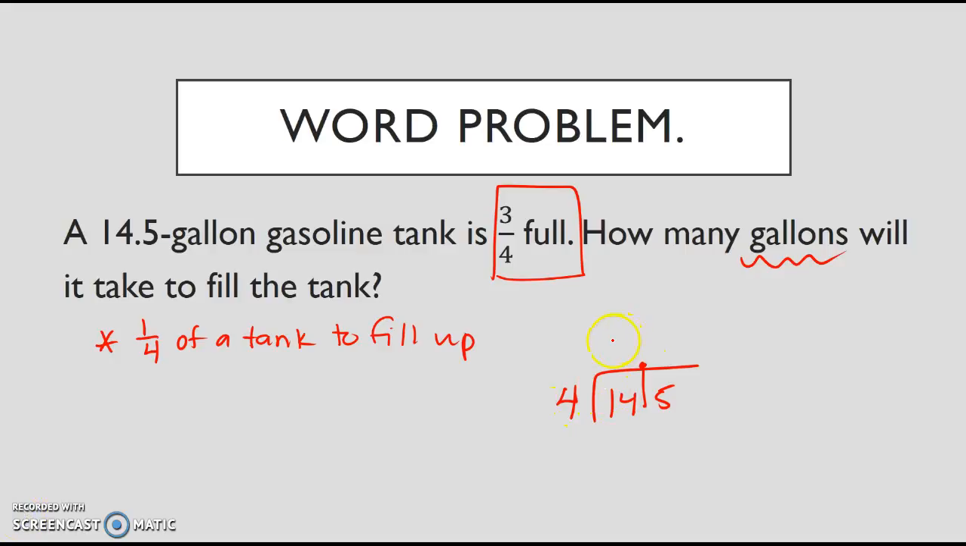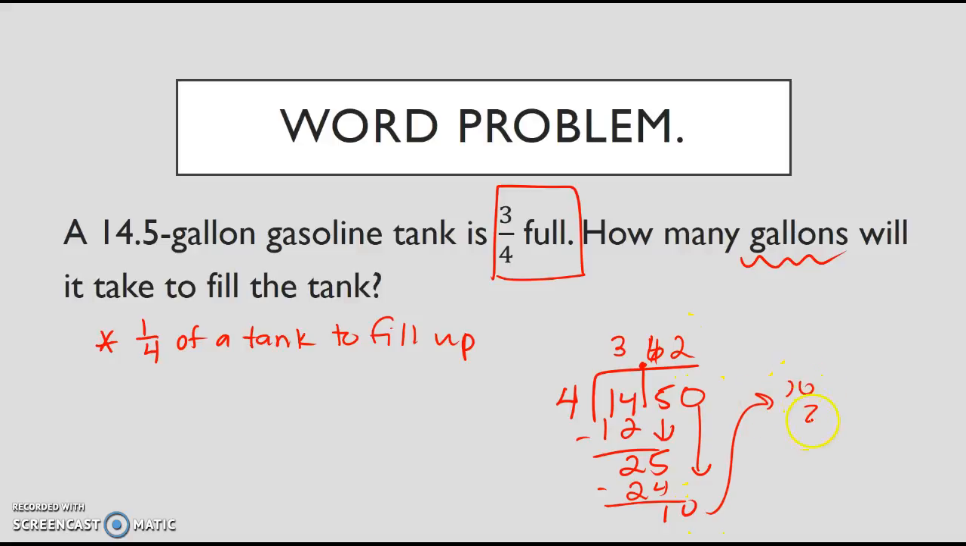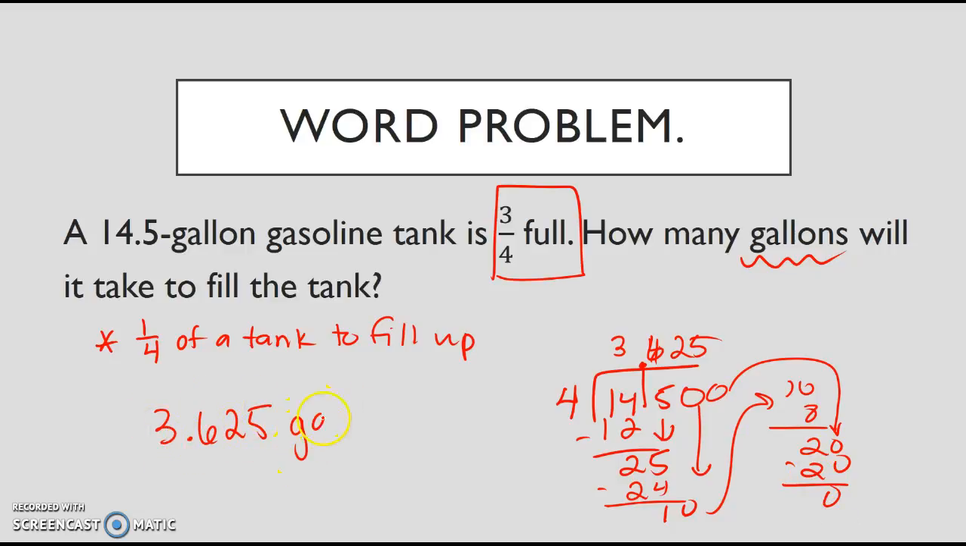4 goes into 14 3 times. So we bring down our 12, drop down this 5, and 4 goes into 25 6 times. 24 minus 1, we're going to add a 0, drop it down. 4 goes into 10 2 times. And we have a 2, a 0, drop that down. 4 goes into 20 5 times. And then we are done. So our answer is 3.625 gallons is necessary.